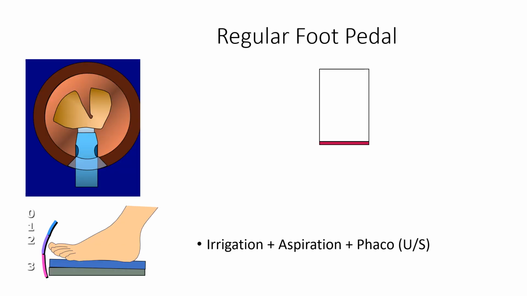As you break the nucleus piece, the vacuum now drops because the fluid and the nucleus piece are being drawn and emulsified through the tip and the aspiration tubing into the drainage bag.